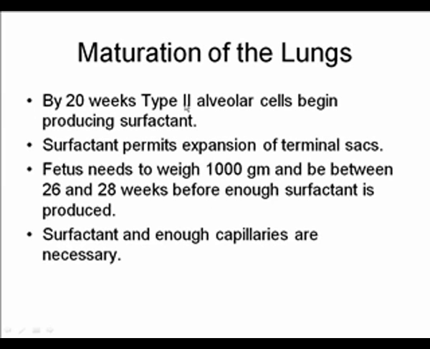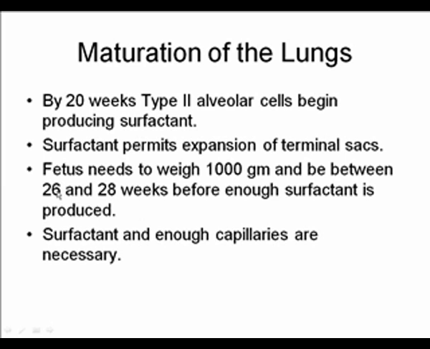By 20 weeks, the type 2 alveolar cells are going to begin forming and begin producing surfactant, but they'll only begin to. So it's not until you have enough of these cells at about 26 to 28 weeks that the fetus will be producing enough surfactant to survive. Basically, the fetus needs to weigh about 1,000 grams and be between 26 and 28 weeks to survive, so that there's enough surfactant and enough capillaries are present close enough to the epithelium to permit the survival of the fetus.